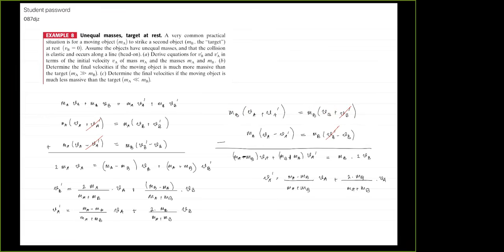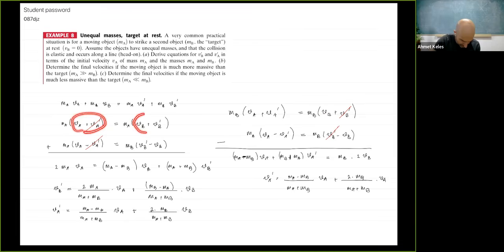And here I did exactly the same thing. VA plus VA prime is equal to VB plus VB prime, and I multiply both sides with MA. Here I multiply both sides with MB. And if I use these two equations, I solve it for VA prime or VB prime. You see, I get confused. I did this calculation maybe I don't know how many times, and I got confused every time. So you better do it a couple of times.